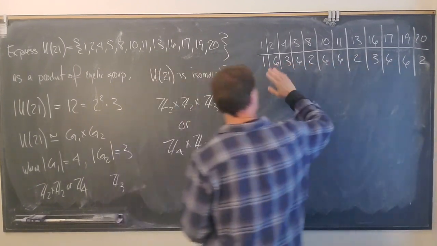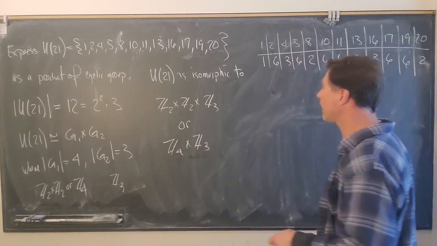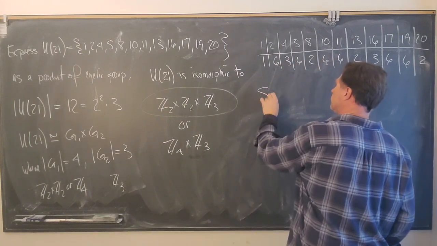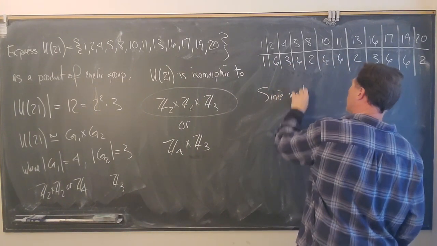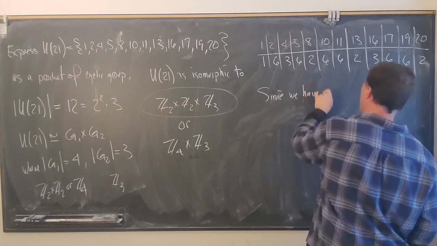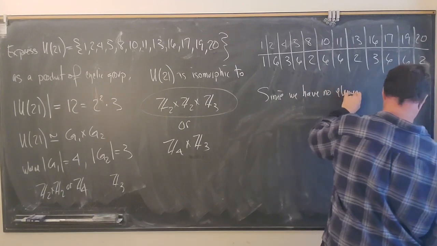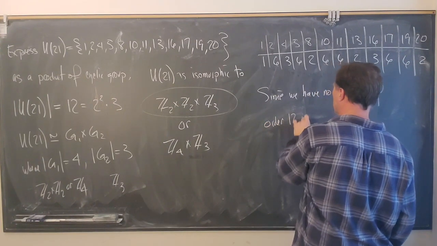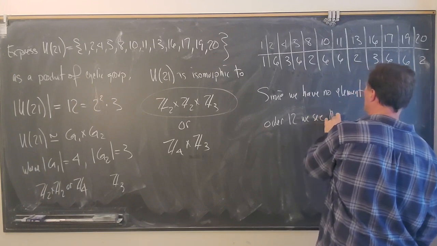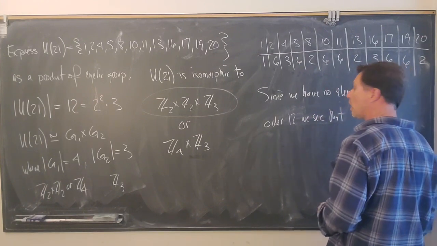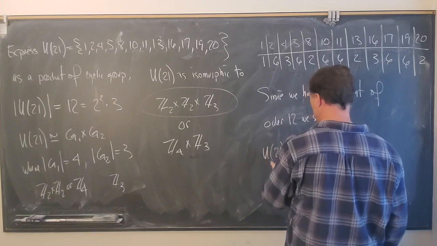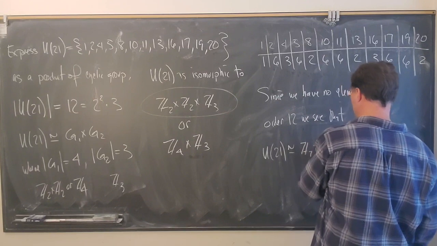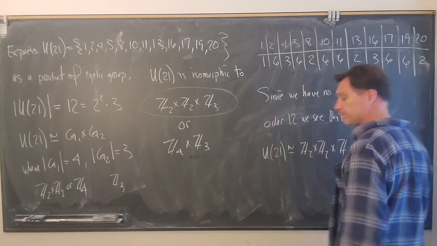I don't see anything of order 12 on this list, so we are guaranteed that U21 is isomorphic to that one. Since we have no element of order 12, we see that U21 is isomorphic to Z2 cross Z2 cross Z3.